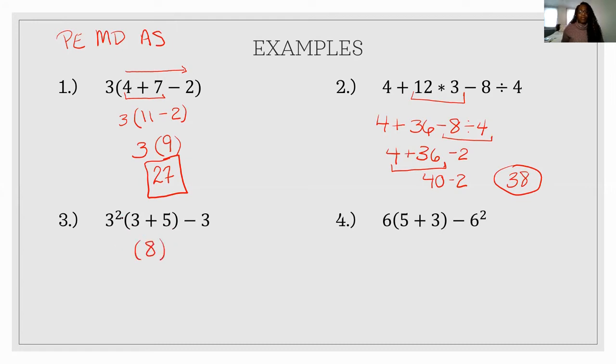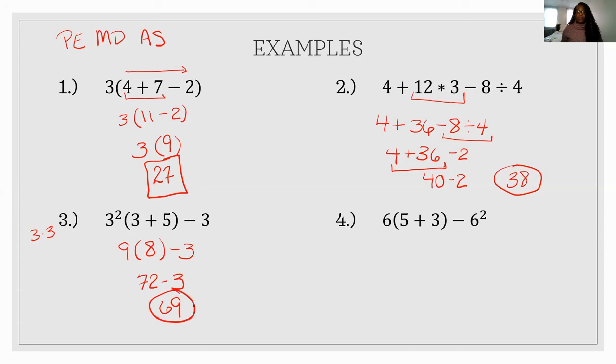Then I have my 3 squared. 3 squared is my exponent. So 3 squared, if you recall, is the same as saying 3 times 3, which gives me 9. And this minus 3 comes on down. So we took care of the parenthesis, we took care of the exponent. Now we need either multiplication or division. In this case, we got multiplication. So that gives me a 72. And then I bring down my minus 3. So now we're going to do 72 minus 3, which gives me a 69.